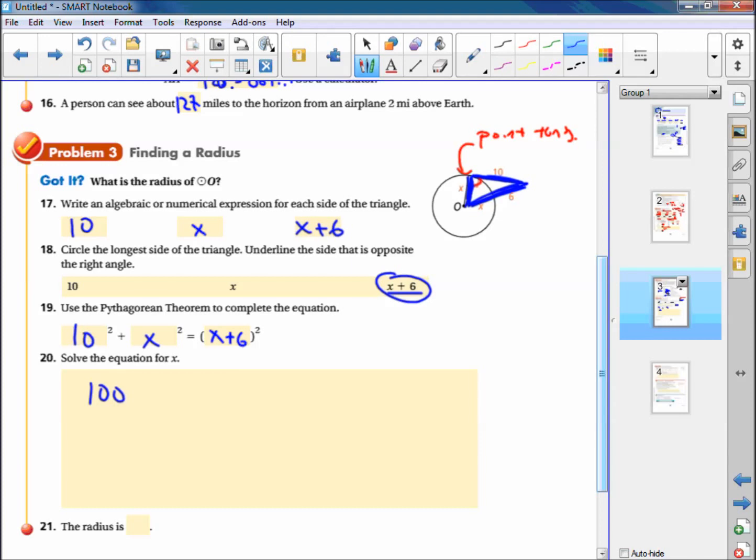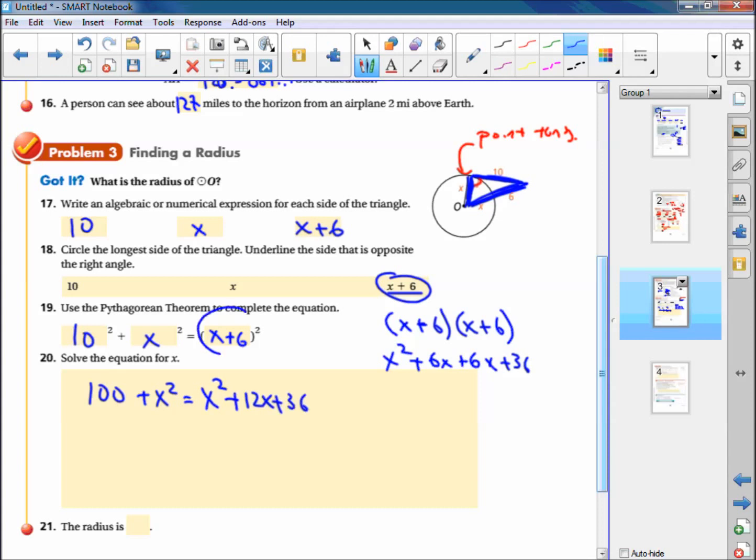So we're going to get 100 plus X squared equals, and this is the part that's a little bit tricky. You've got to remember some Algebra 1 skills here. We're going to do it the long way first, so this would be FOIL. First terms are X squared. X times 6 is 6X. That's the outside. Inside is 6 times X for 6X. And last is 36. So if I combine that, I would get X squared plus 12X plus 36.